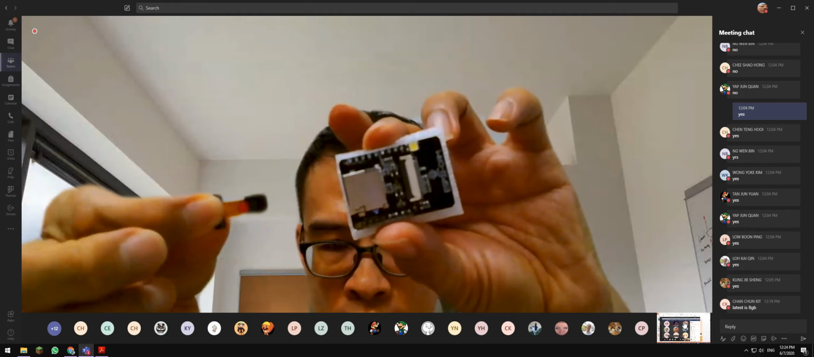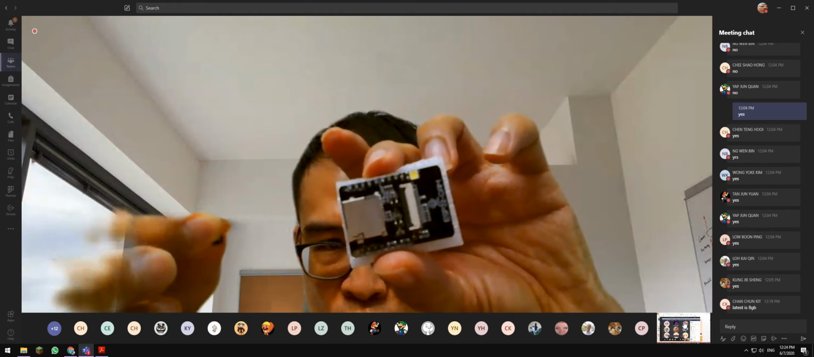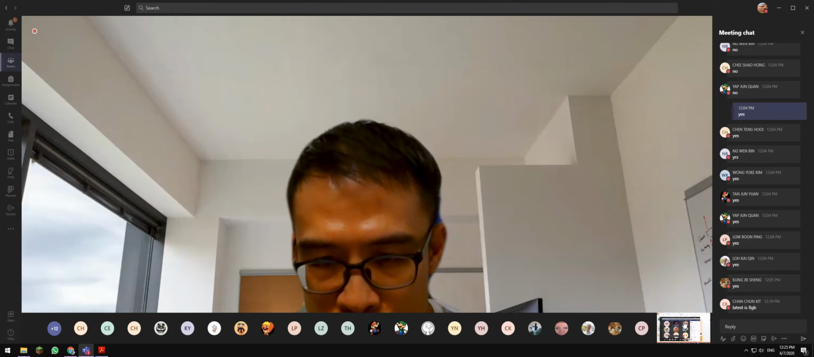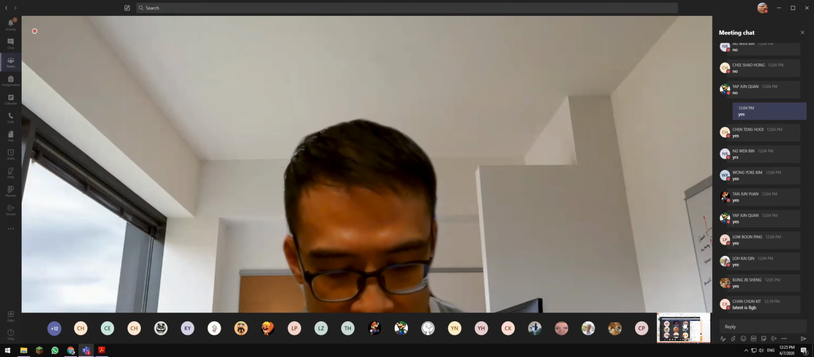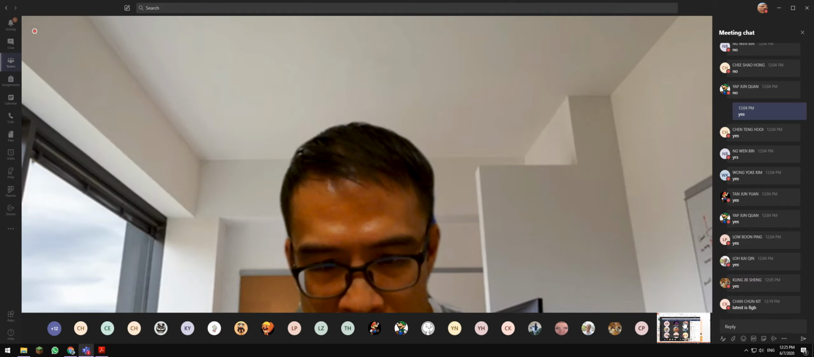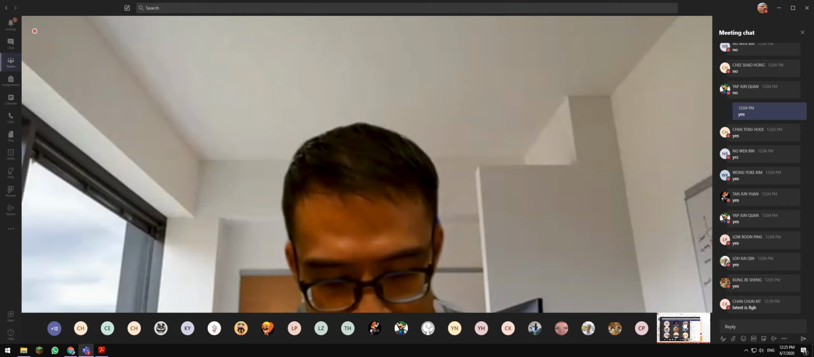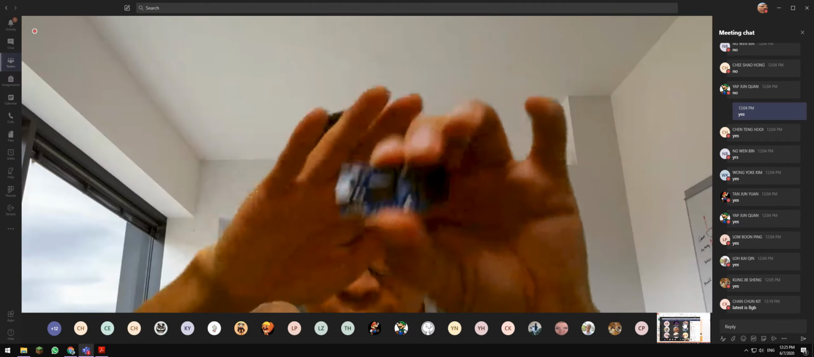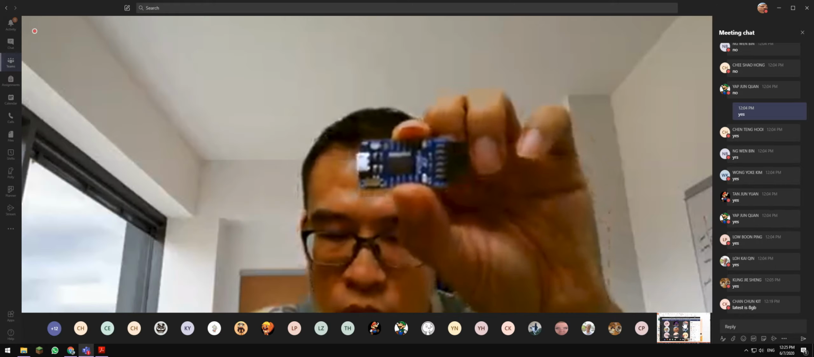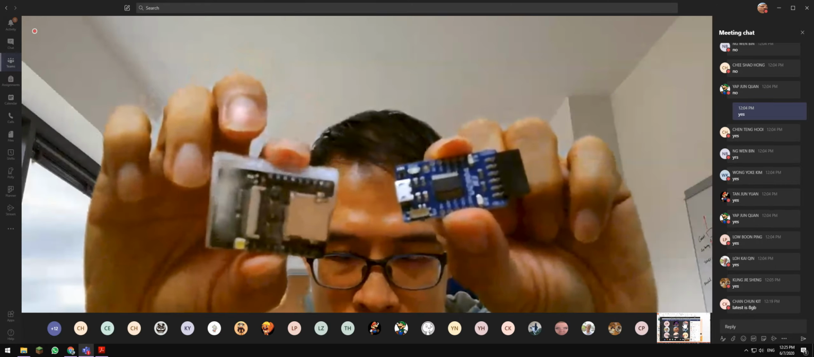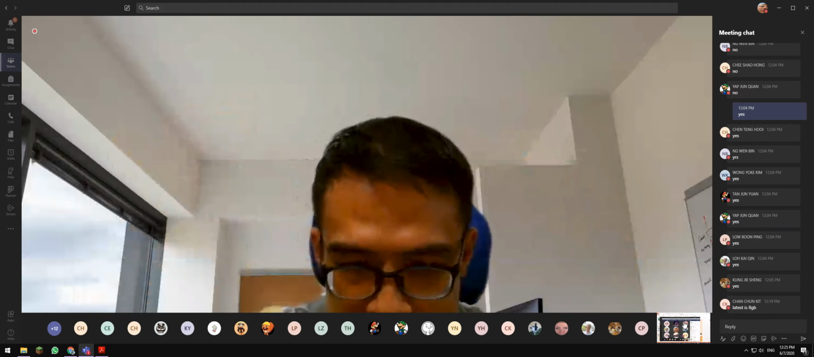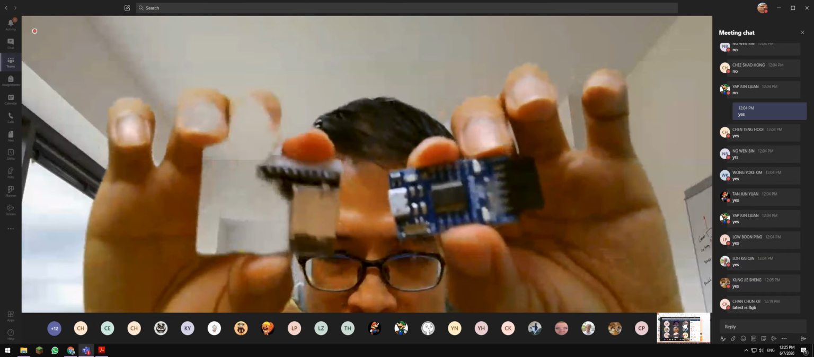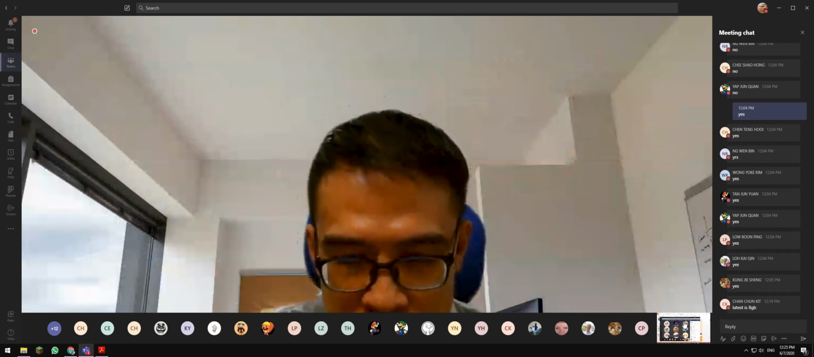However, this ESP32 cam is not allowed to communicate directly to the computer, so you need an FTDI. The FTDI is basically just USB to UART communication. So you need something like this to communicate to this particular development board. This is exactly the same connection as what I described for the ESP8266.